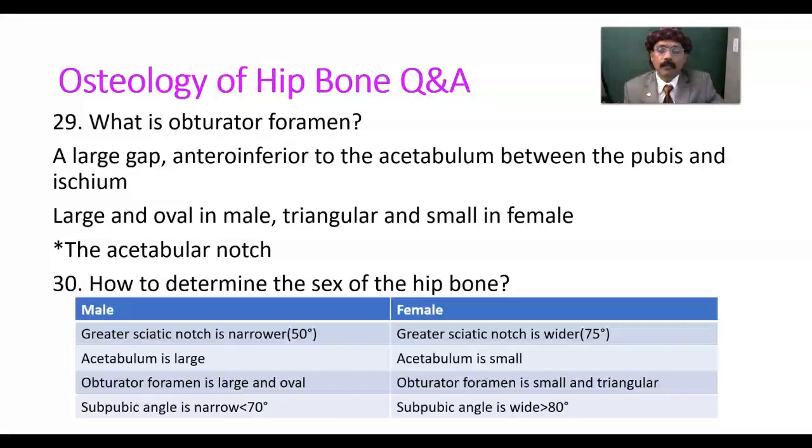is smaller. Okay, subpubic angle. My pinky finger is in the subpubic angle, just under the symphysis pubis. This is the subpubic angle area. It is less than 70 degrees in male and more than 80 degrees in female. And we also have the preauricular sulcus, very close to the upper part of the greater sciatic notch, that is prominent in the female. Okay, we got the differences between the male and female hip bone.